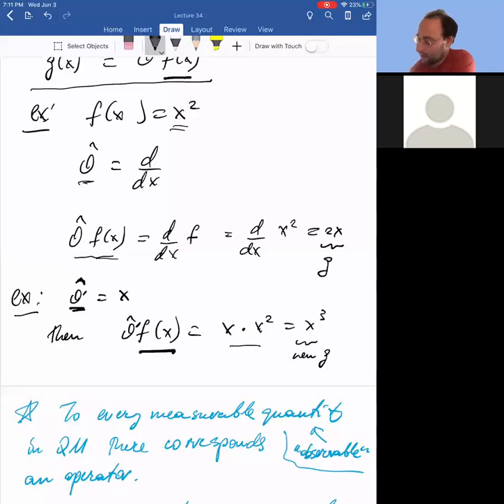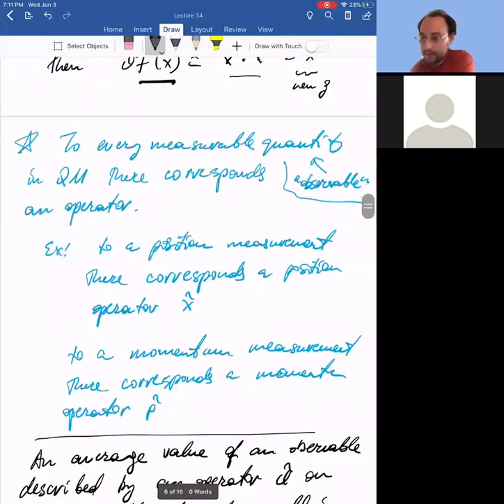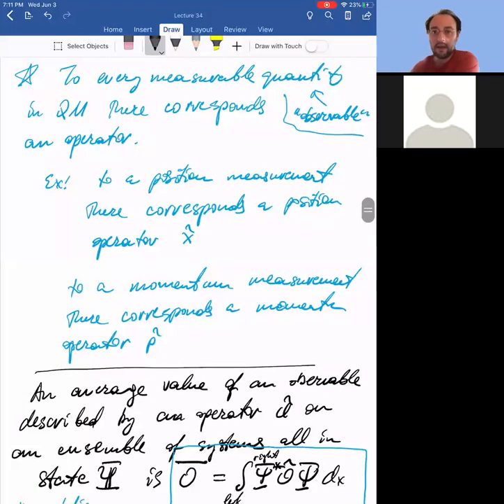Why? So here's why. This is a big deal. Think of this as a postulate. To every measurable quantity, which is often called an observable, something that you can observe. Mass is an observable. Charge is an observable. Position is an observable. Momentum is an observable. Angular momentum is an observable. Energy is an observable, and so on. To every observable or to every measurable quantity in quantum mechanics, there corresponds an operator.